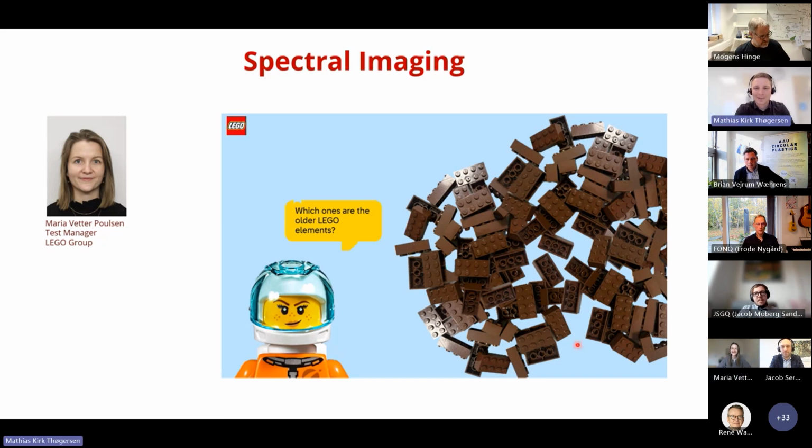Now I would like to ask you about the limitations of this spectral imaging. So other than predicting old from new bricks, what are the limitations? Can you also start looking at contaminant levels or other things like this? Yes, really good question.